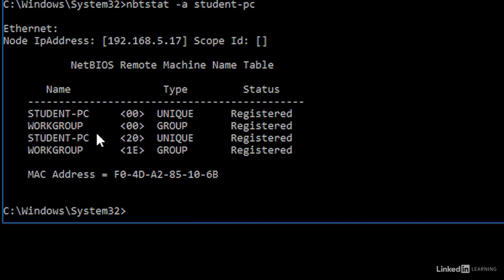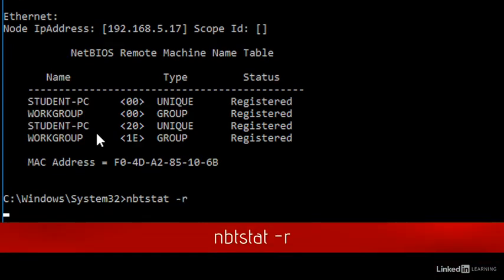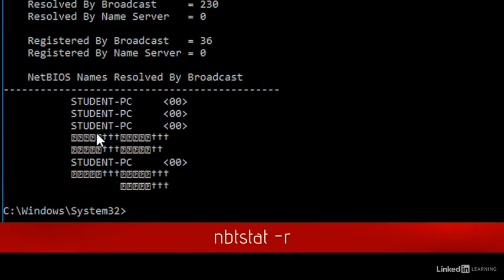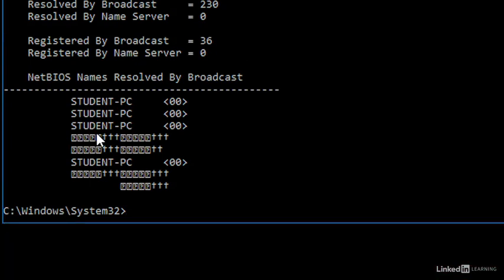Now, I want to start showing you some of the problems that we run into with nbtstat that can drive people batty. One of them is a statistical function called -r. And basically, this is just statistics in terms of what it's been doing lately. Now, if you take a look here, you'll see the word student PC in here a lot because, well, I've been talking to him for a while. But you're also going to see a lot of gobbledygook, literally ASCII gibberish in here.